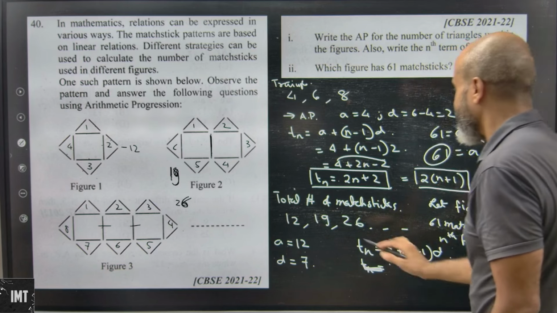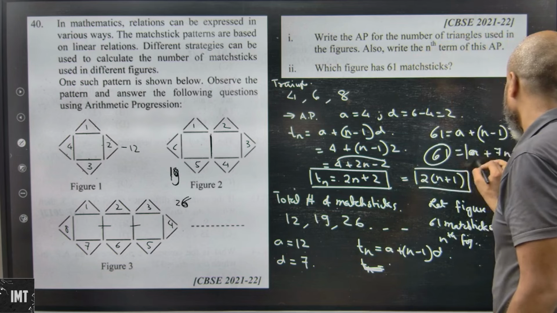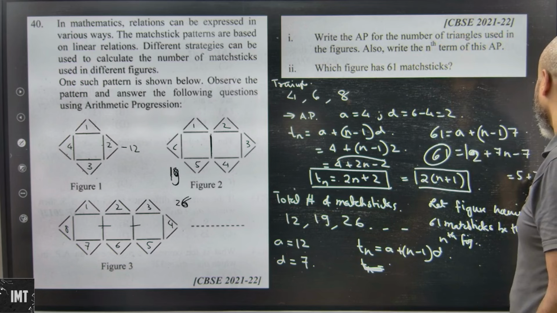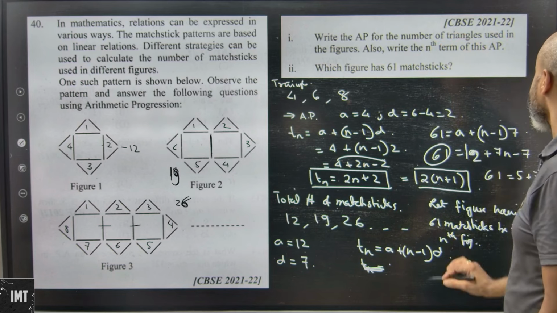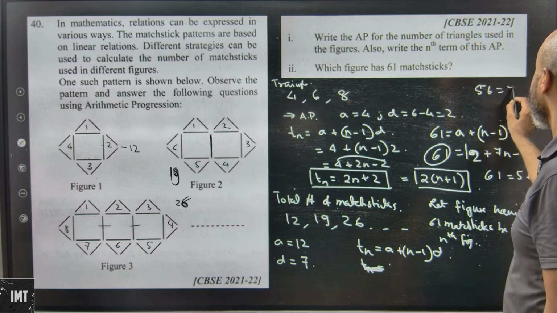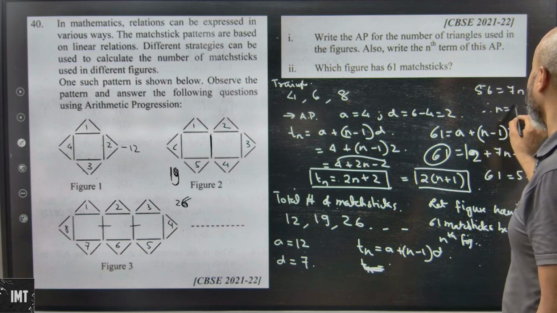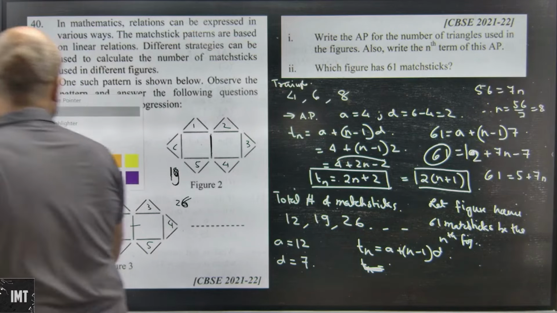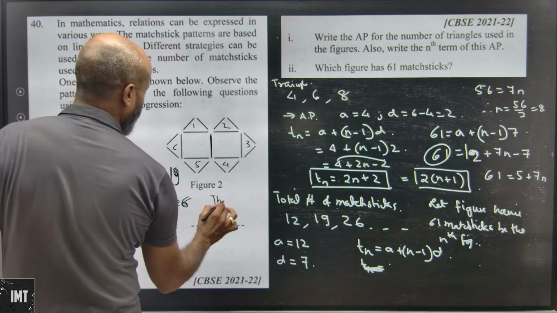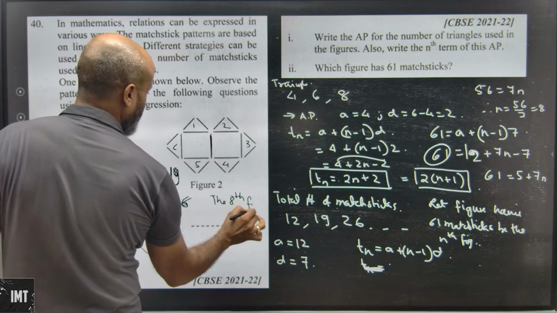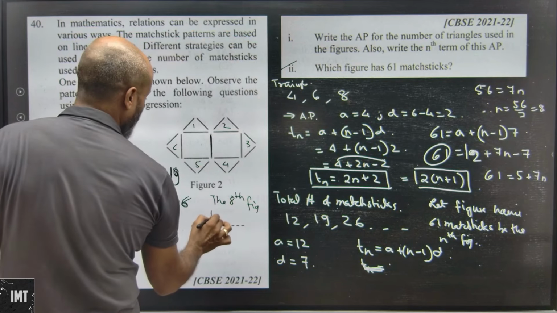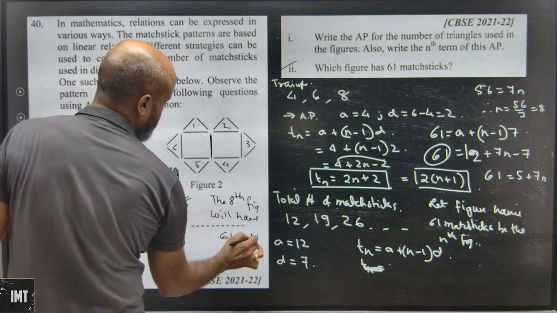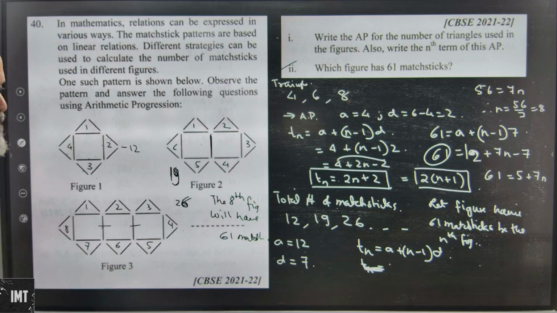A is having a value of 12. 12 minus 7, that gives you 5, plus 7n is equal to 61. 61 minus 5, that is 56, is equal to 7n. So therefore n will have a value of 56 by 7, that is 8. So we can say that the eighth figure, the answer to the second question, will have 61 matchsticks.